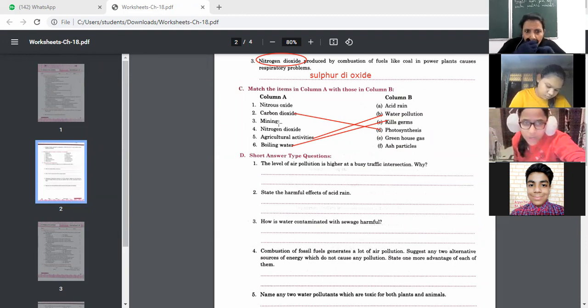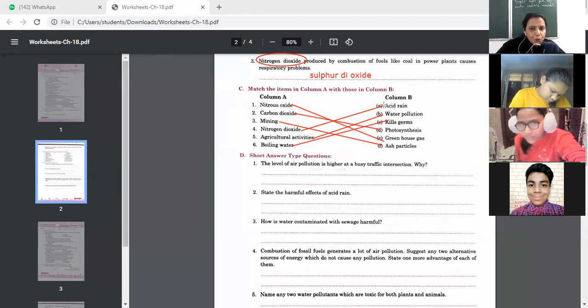Ma'am, third part, mining. With whom do you want to match mining? Ma'am, ash particles. What about the rest? Two are left now. Ma'am, nitrous oxide, greenhouse gas. Greenhouse. And one is left, nitrogen dioxide. Nitrogen oxide contributes to acid rain. Acid rain. Okay.